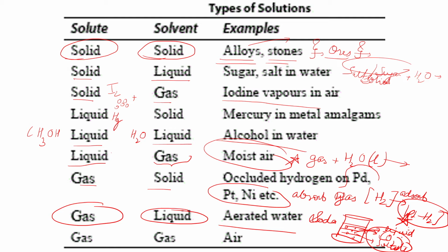Solute is gas, that is CO2. Example of a solution of gas in gas is air. Air is a combination of nitrogen, oxygen, helium, etc. So air is an example of that. Coming to the concentration terms and how we are defining concentration.